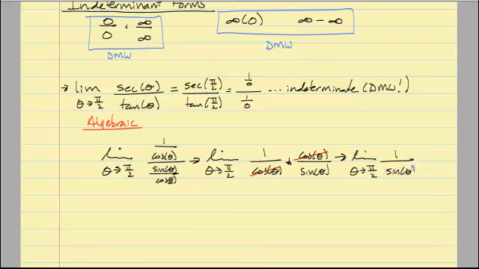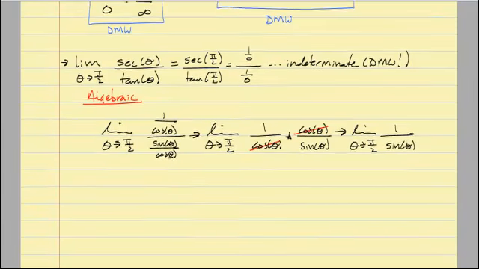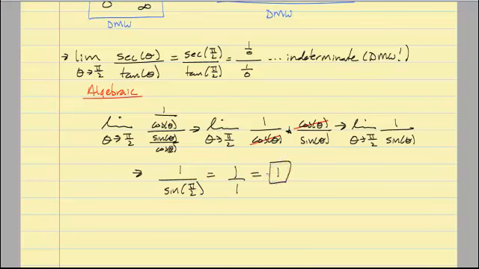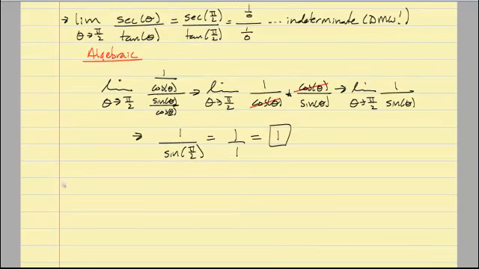Now I can just go ahead and take that limit. I'll plug directly in using substitution, and I have 1 over the sine of pi over 2. The sine of pi over 2 is 1. 1 over 1 is 1. So my limiting value is 1, and that was easily found algebraically using some basic trig identities to rewrite my trig functions. Let's look at another one.